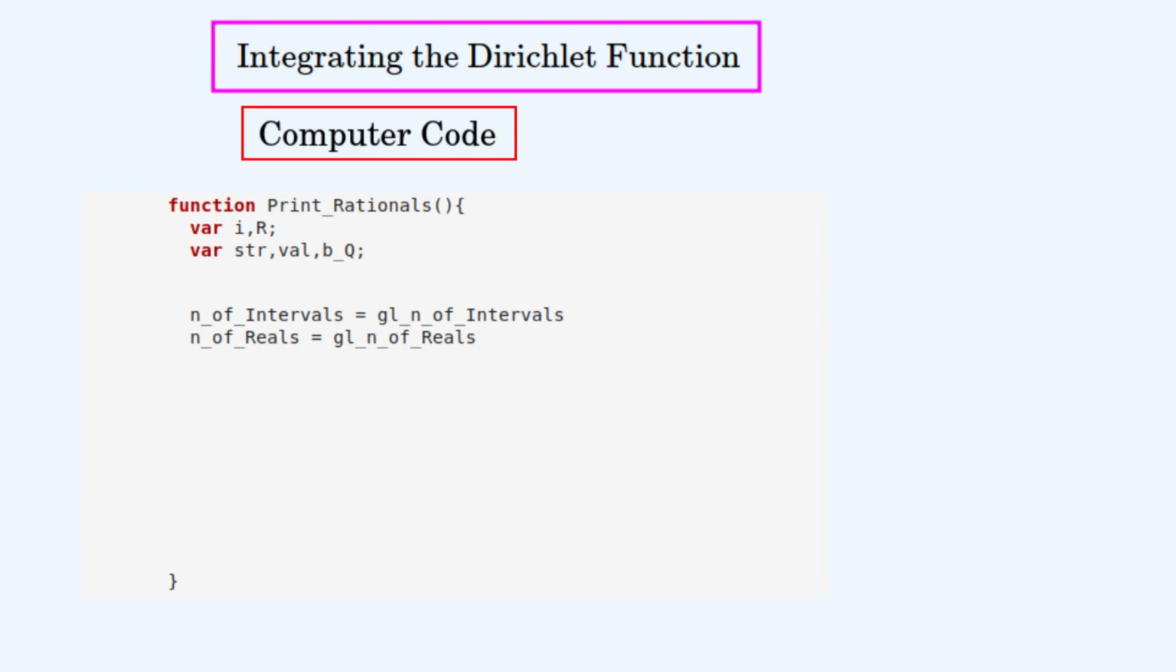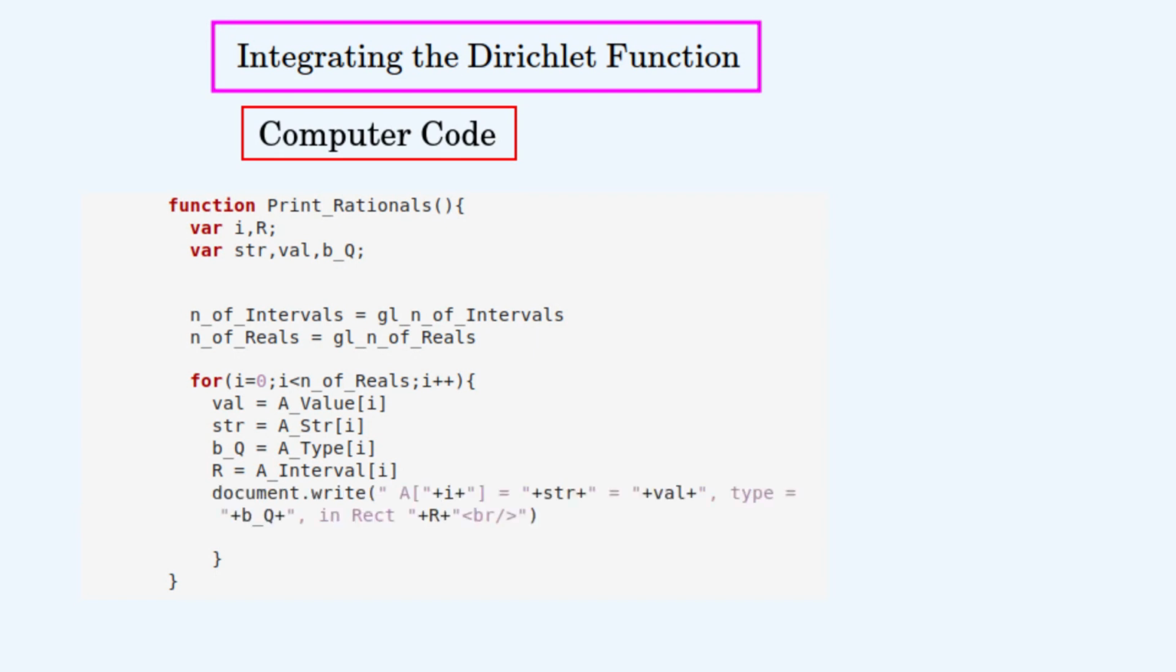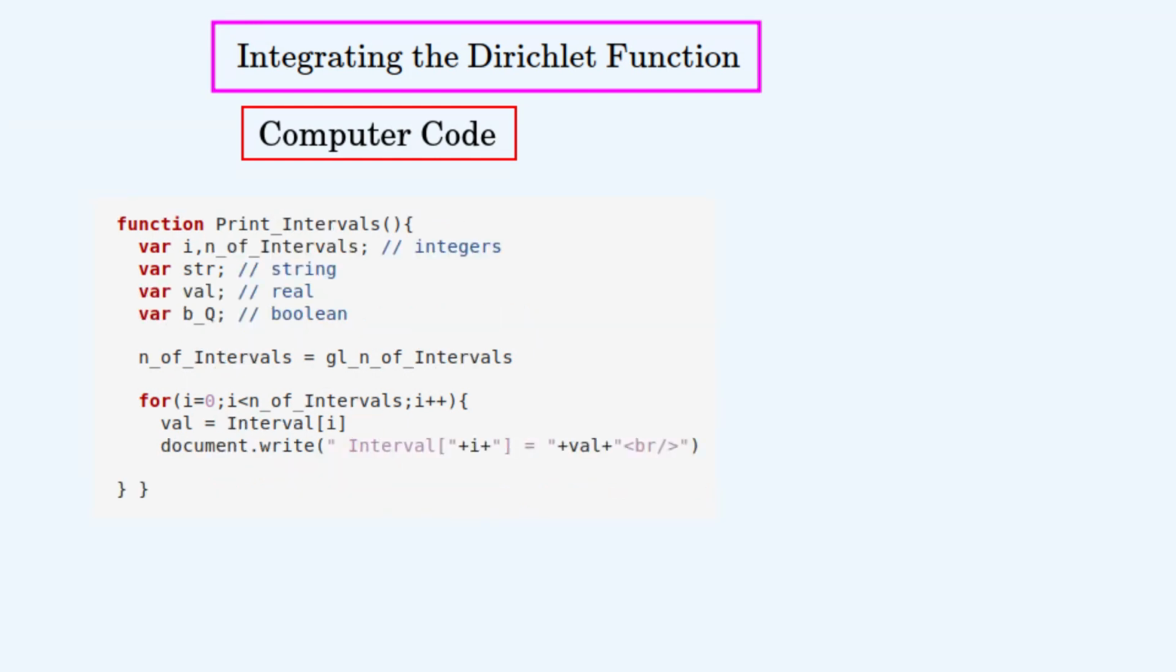We'll firstly load in these global variables. Then we'll create a loop to go through all of the rational numbers that we've inserted into the list. Then we'll print them out using this write command, which is popular in JavaScript. This function prints out the number of rational numbers found in each interval or rectangle. It uses a loop to go through the entire list of intervals.